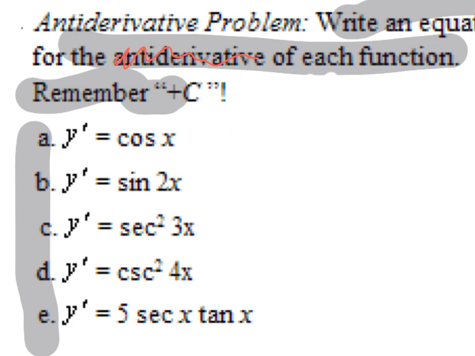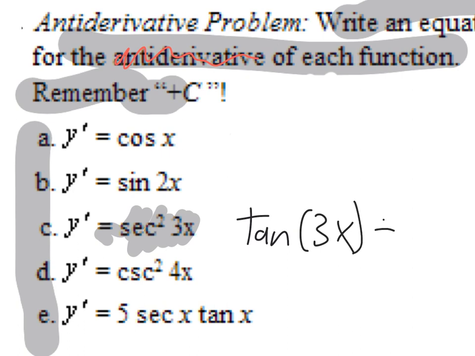Now this one right here would be very difficult if you don't already know some identities. I do happen to know that the derivative of a tangent would end up giving you secant squared. So I know that the antiderivative would be tangent. But what am I missing? Because if I take the derivative of this, I would end up with 3 times secant squared. So I would have to multiply by 1/3. So this would be the antiderivative. If you take the derivative of this, the 3 will cancel out the 1/3 via chain rule, and we would end up with secant squared of 3x.